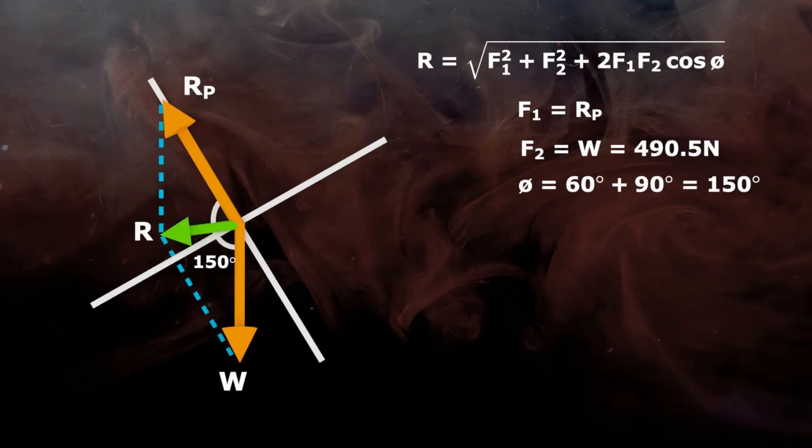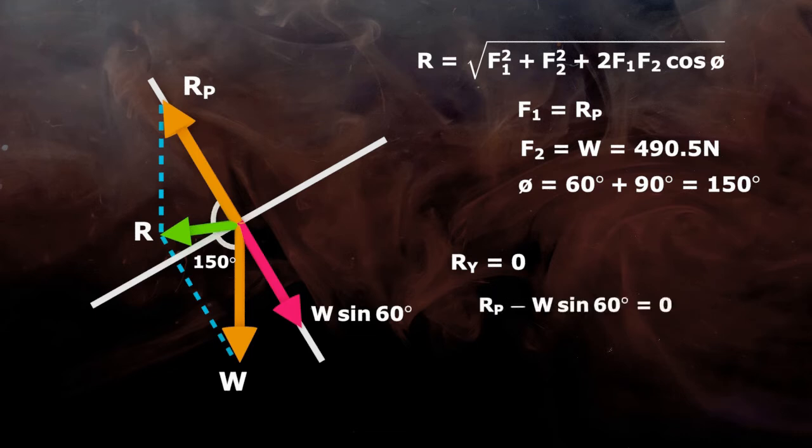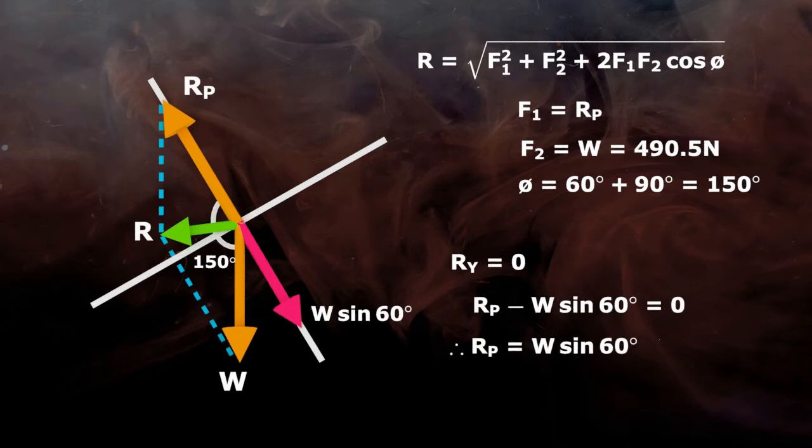Now the only missing data is Rp. As we already discussed, the box is in equilibrium along the y-axis and so the summation of all components along the y-axis is 0. Components along the y-axis are Rp and W sin 60, as we calculated in the first method of resolution. So Rp minus W sin 60 is equal to 0. Put all values and we get Rp equal to 424.78 Newton.